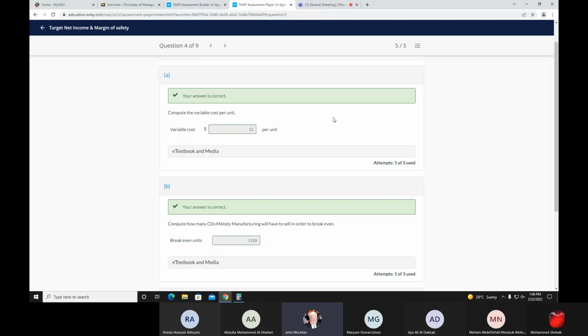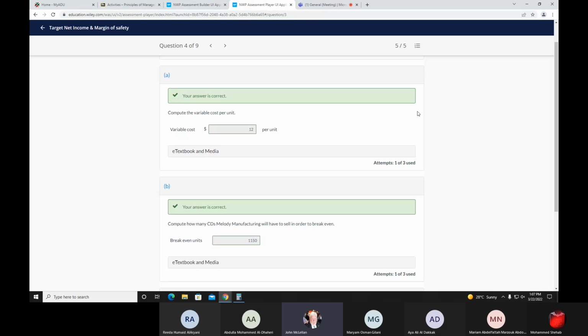Any questions? So to get the break even, you take the fixed cost divided by the contribution margin per unit, but you don't have a contribution margin per unit yet. But you have sales of 20 and you have variable cost of 12. So your contribution margin per unit is 8. So you divide 8 into the fixed cost to get the number of units you need to break even.